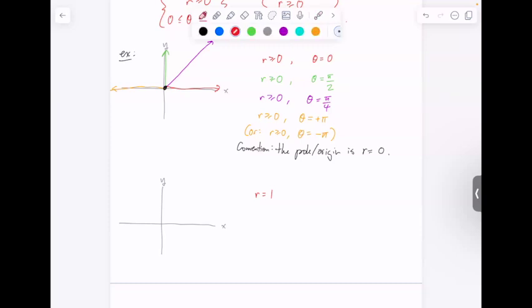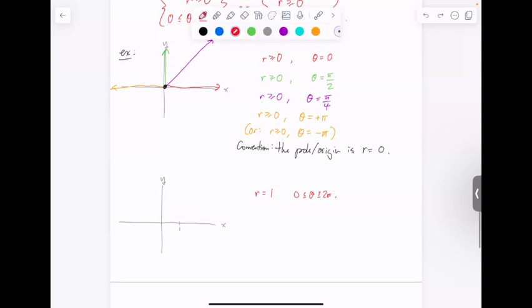If I measure, let's say, 1 here, and I don't restrict theta at all, let's say theta is between 0 and 2 pi, then I get every single possible point that is distance 1 away from the origin, which gets me this full circle here. All right, so that's 1. Now, what is R equal to 2 and theta between, let's say, 0 and pi over 2?